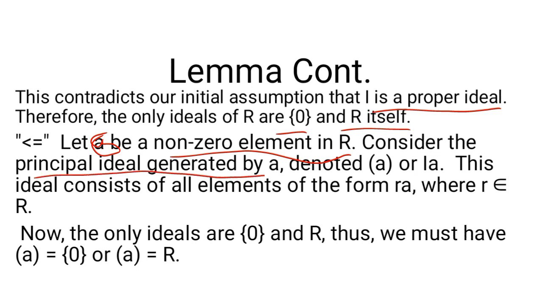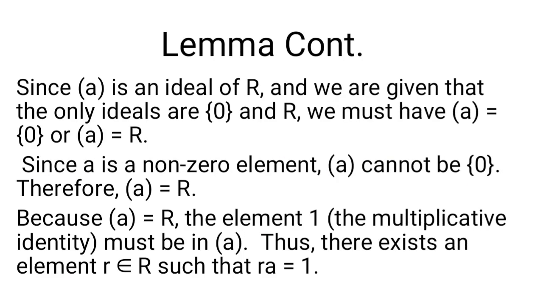Consider the principal ideal generated by A, so it will look like this. If it is the principal ideal, remember we had done the definition. We could choose to use this notation or just write it in this form. Now this ideal we already know consists of elements of this form, right, where R is in this. Okay. Now the only ideals again are what? 0 and R. So it means that this principal ideal is either equal to the 0 ideal or R itself, right? Okay, so let's move forward.